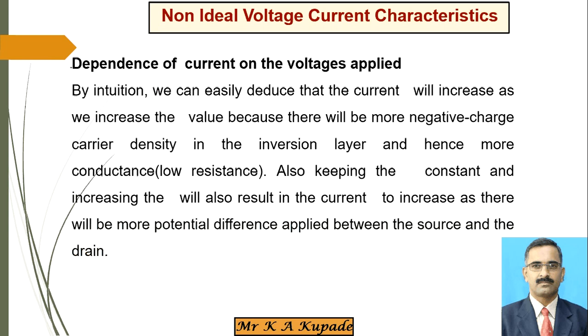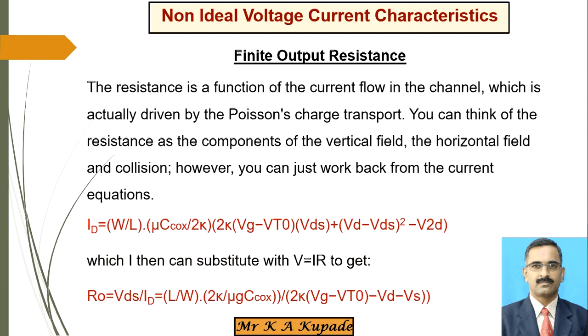This is the consideration of the non-ideal current and voltage characteristics of the MOSFET. Now, whatever we discussed from the first point up to this point, considering that, we are going to discuss exactly what effects happen when we consider that transistor, the MOSFET.